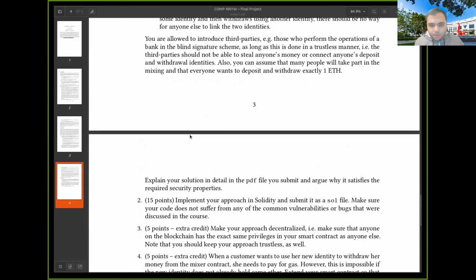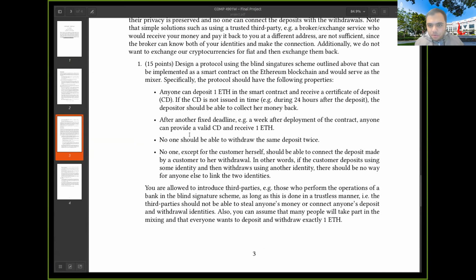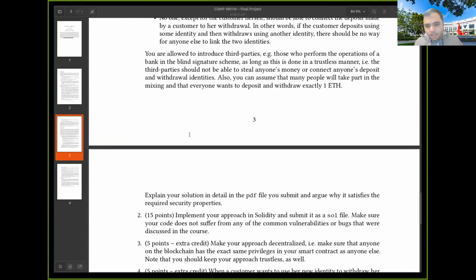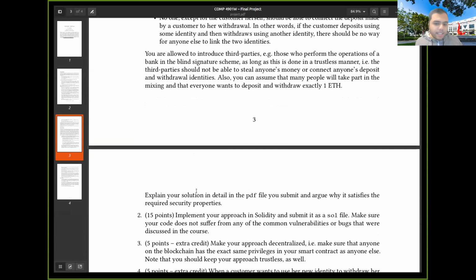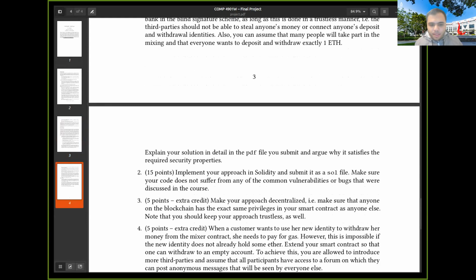Okay. So what you have to do is that first, you have to send us a PDF file that explains your solution in detail. Again, this was a problem that we had in the previous homework. Some people did not submit the PDF file. We weren't too strict in the homeworks, but here we will be strict. So you have to submit the PDF file and explain. And you should, of course, also argue why it has the security properties that we required here.